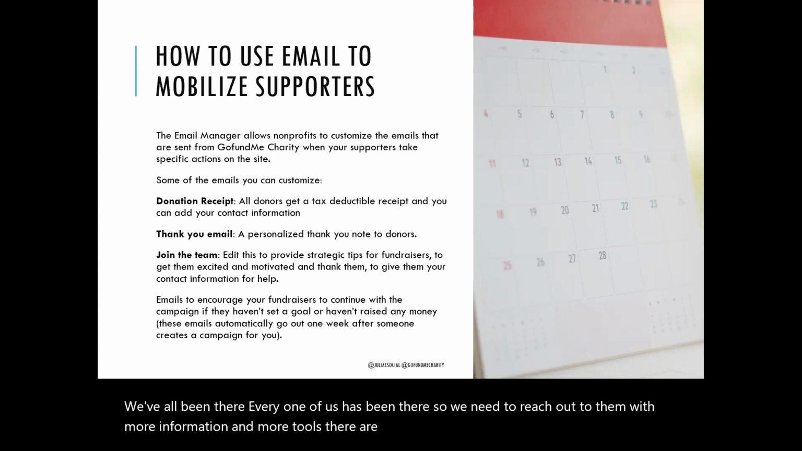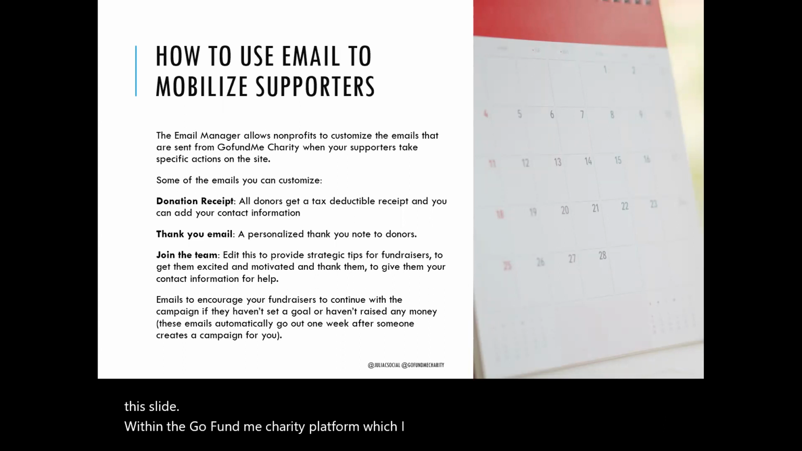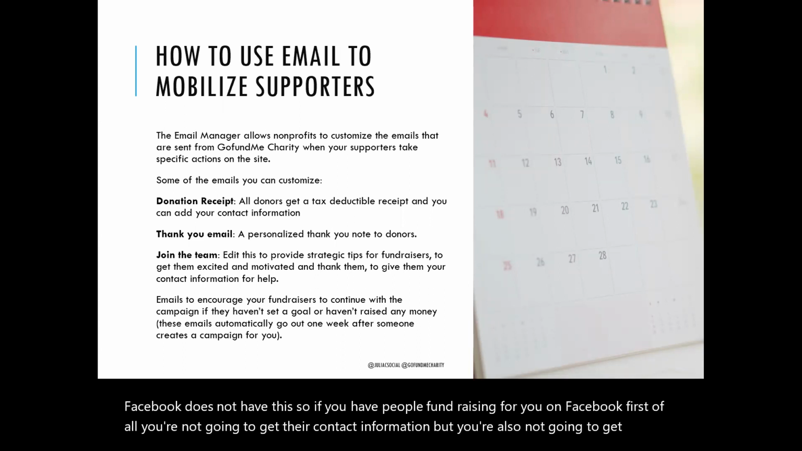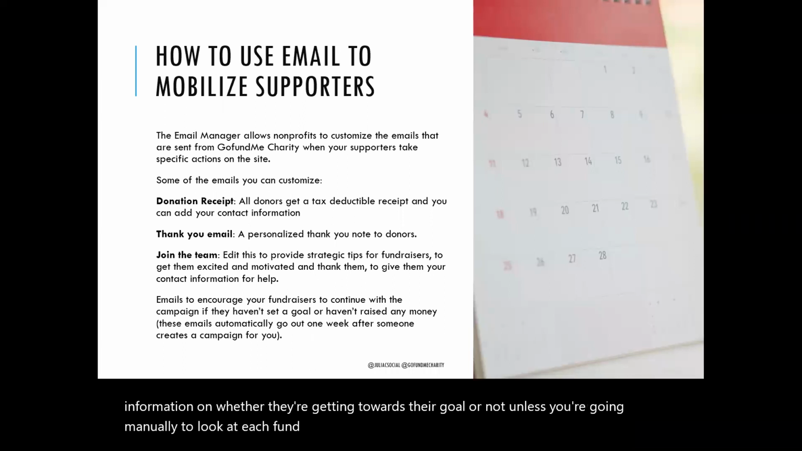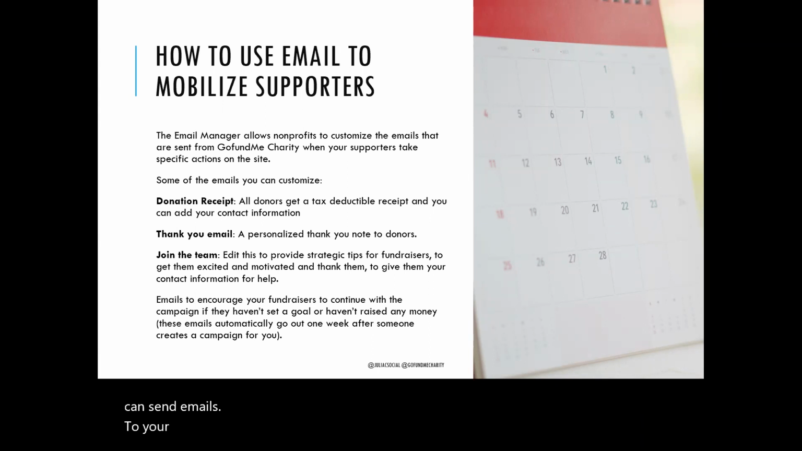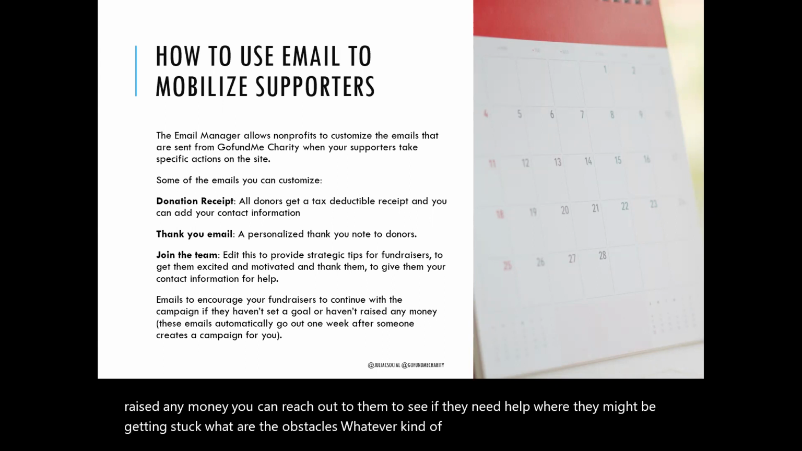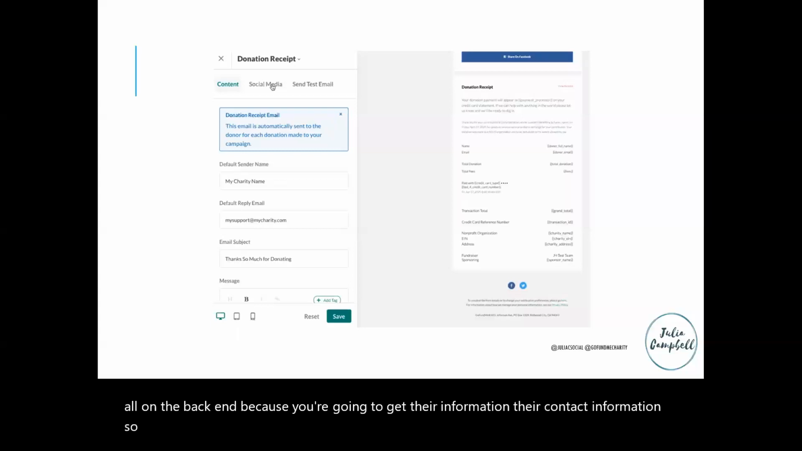There are also, if you see this last paragraph on this slide, within the GoFundMe Charity platform, which I think is something that's really great, Facebook does not have this. So if you have people fundraising for you on Facebook, first of all, you're not going to get their contact information, but you're also not going to get information on whether they're getting towards their goal or not, unless you're going manually to look at each fundraising campaign. But on GoFundMe Charity, on the back end, you can send emails to your team. If they haven't set a goal, you can encourage them to set a goal. If they haven't raised any money, you can reach out to them to see if they need help, where they might be getting stuck, what are the obstacles, what other kind of support can you give them? And that's all on the back end, because you're going to get their contact information, so you can build that relationship with them.